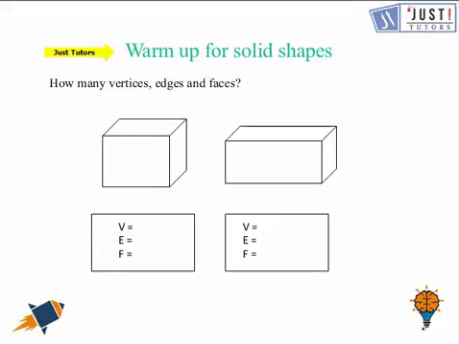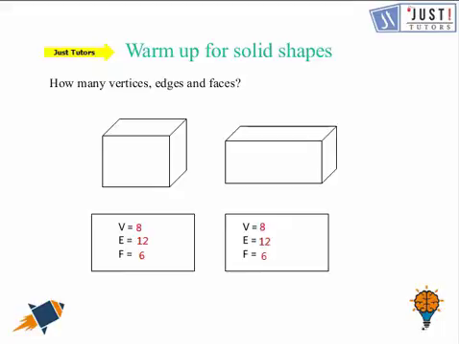In this question, we need to find out how many vertices, edges and faces these objects have got. So in the first one, we have a cube. In a cube, we have 8 vertices, or we can also call them corners. Edges, we have 12 edges in a cube, and we have 6 faces. In the next picture, it's a cuboid. So in a cuboid, we have 8 vertices, 12 edges and 6 faces.